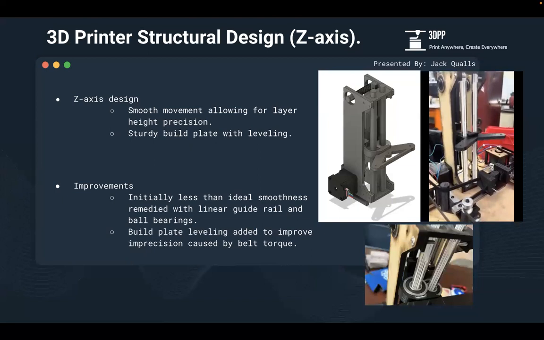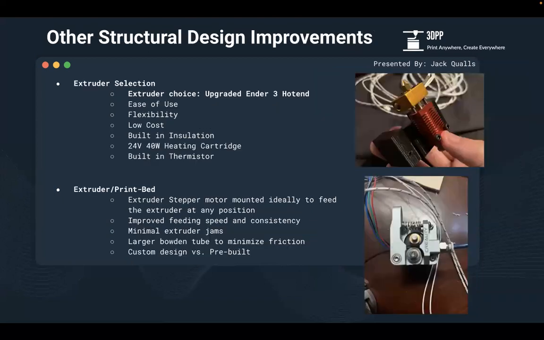So next was the extruder selection. We ended up going with an upgraded Ender 3 hot end. We did this because of the ease of use. It's flexible with almost any printer design. It can also use all the basic filaments.